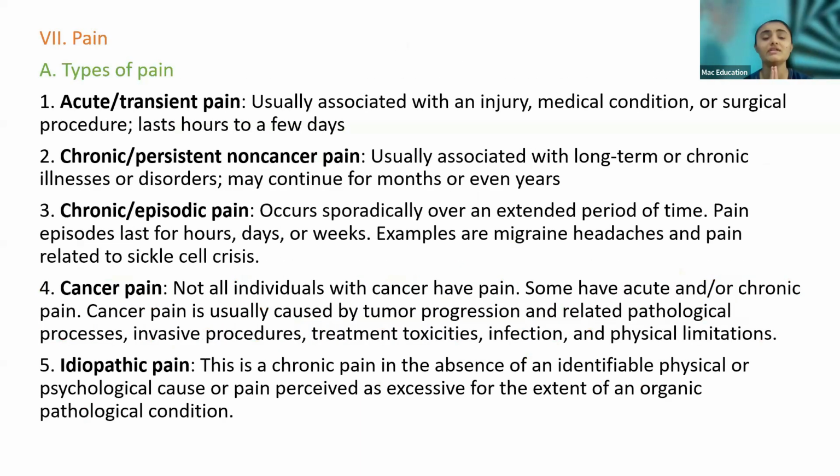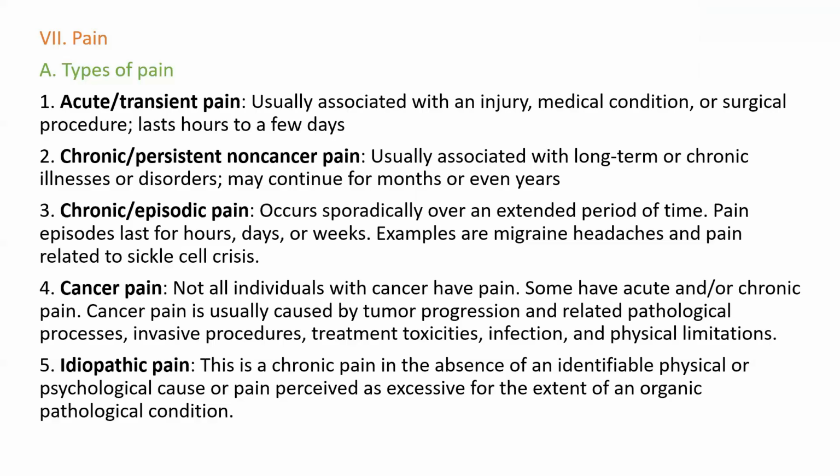The last vital sign is pain. First, we have completed types of pain. So how many types of pain are there? Five. So what do you mean by chronic episodic pain? It is chronic pain with some episodic cause.